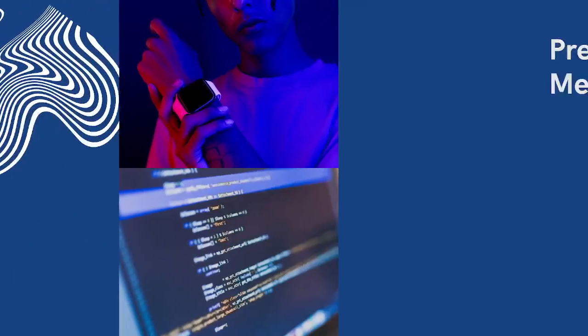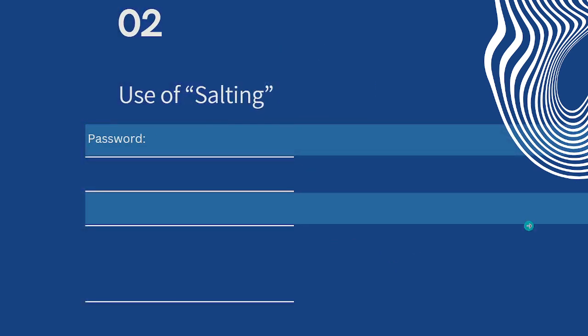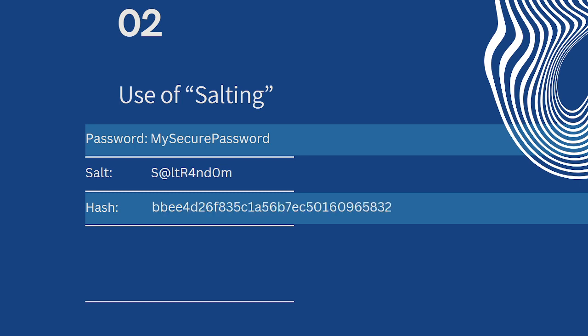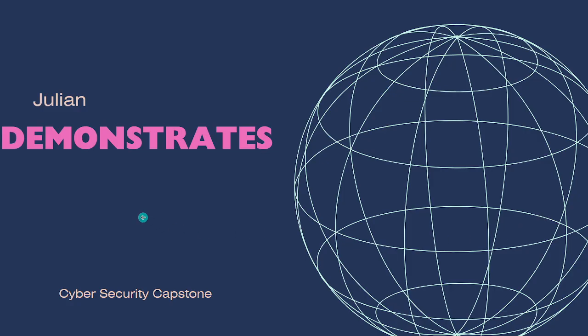Another preventative measure is the use of salting. A salt is random data that is used as an additional input to a hash. By salting a password, even common passwords end up with unique hashes, thereby reducing the efficiency of pre-computed tables of hashes that an attacker might use in a birthday attack.